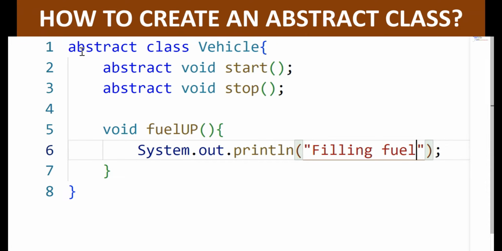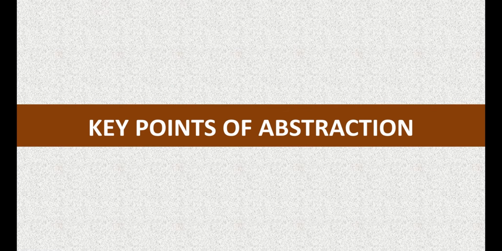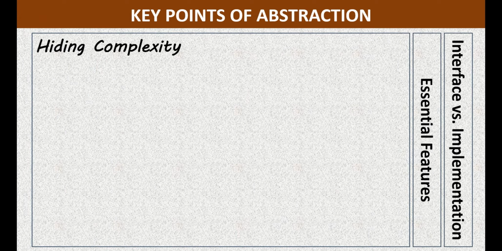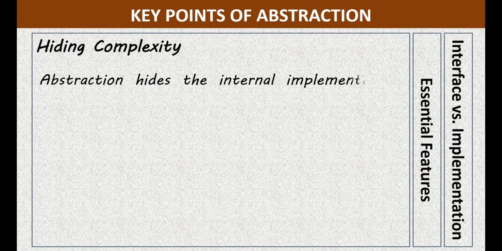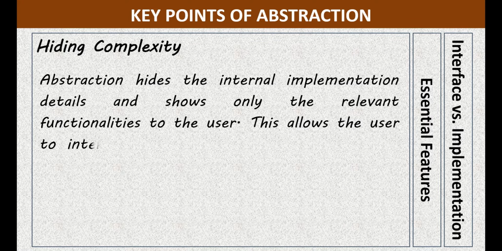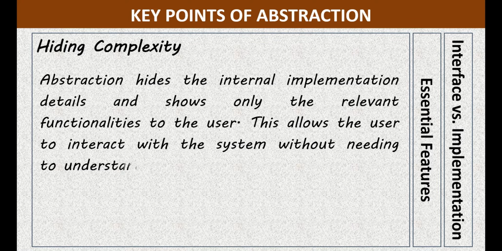Let's have a look at the key concepts of abstraction in object-oriented programming. Number 1 concept is hiding complexity. Abstraction hides the internal implementation details and shows only the relevant functionalities to the user. This allows the user to interact with the system without needing to understand how it works internally.